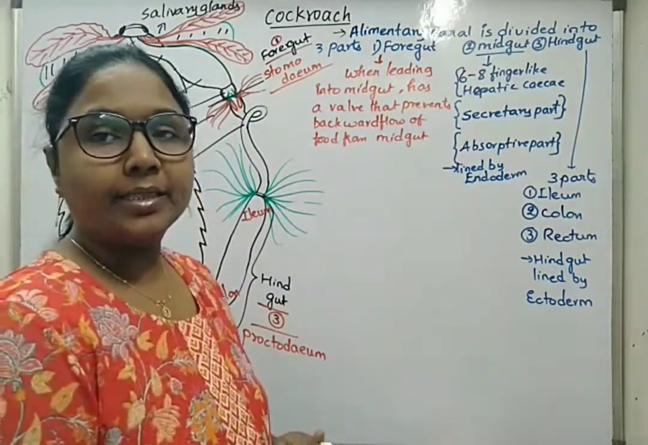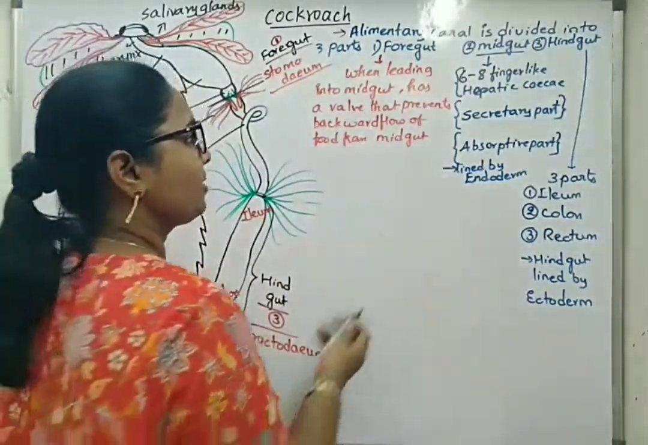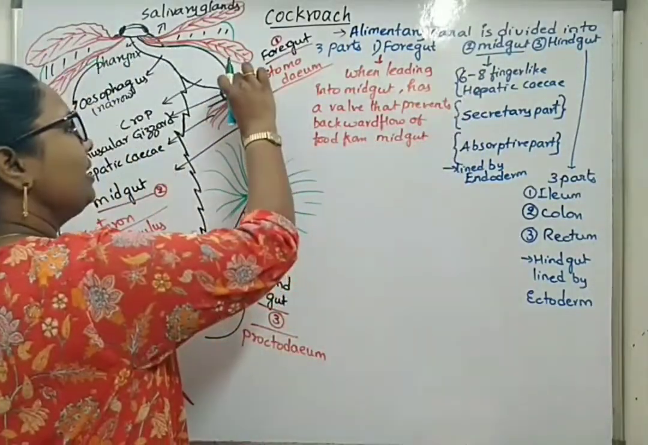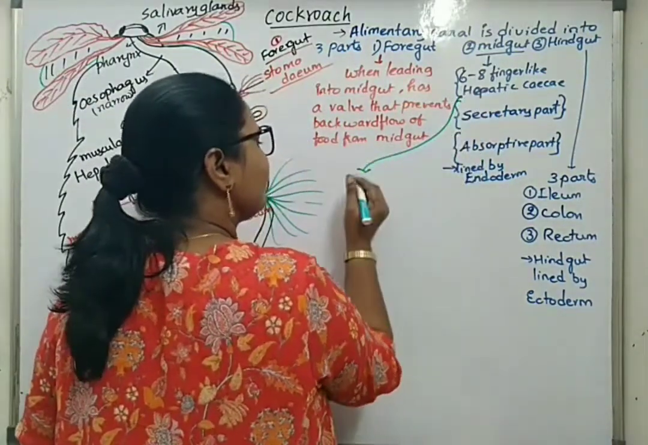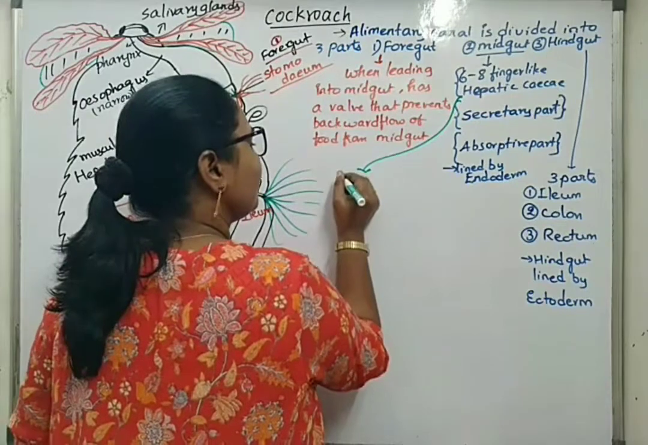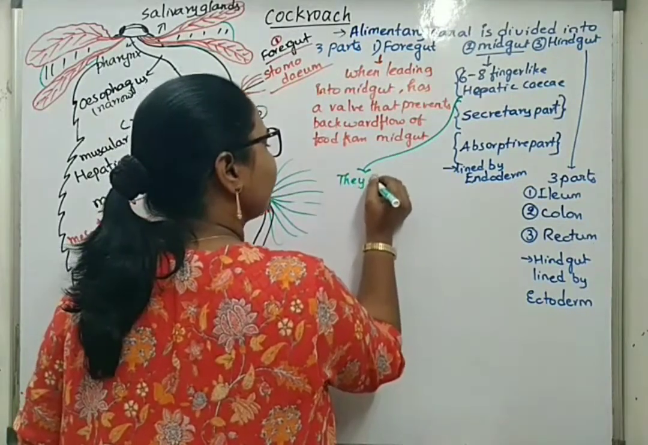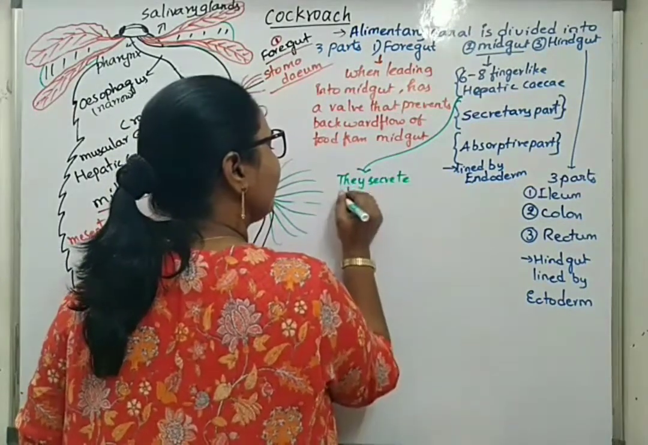Coming to midgut. Midgut has two important parts. Initially there are hepatic caecae. Now, the function of hepatic caecae: they secrete digestive enzymes.